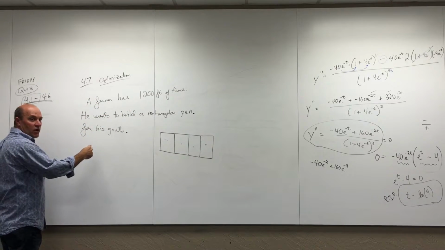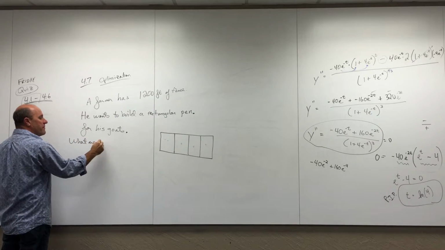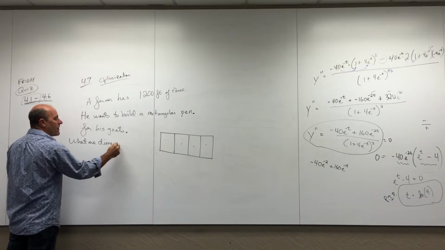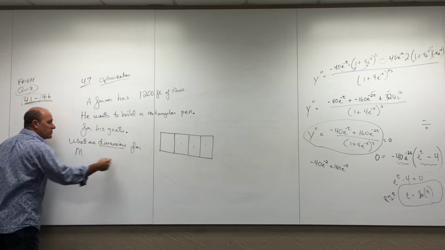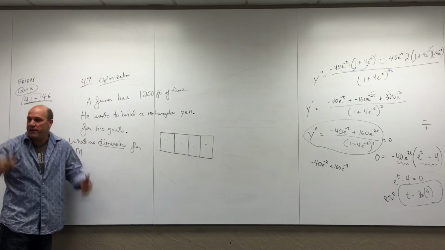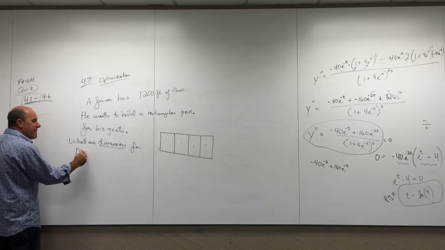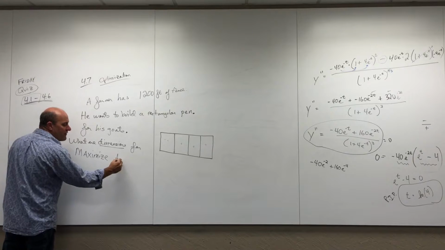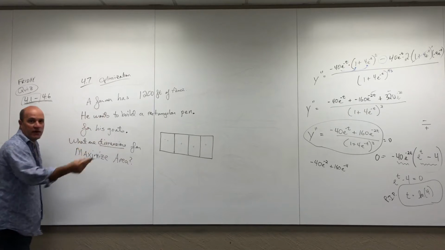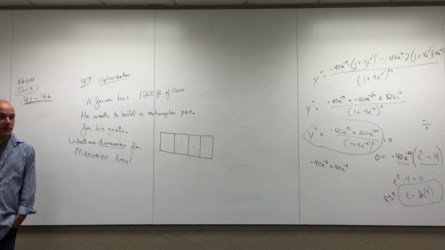Here's the question. What are the dimensions for maximum area? In other words, should he build a 10 by 20 pen, or a 15 by 30 pen, or what are the dimensions that maximize the area? Have you ever seen a question like this before? This is a famous question. We do this in college algebra sometimes.